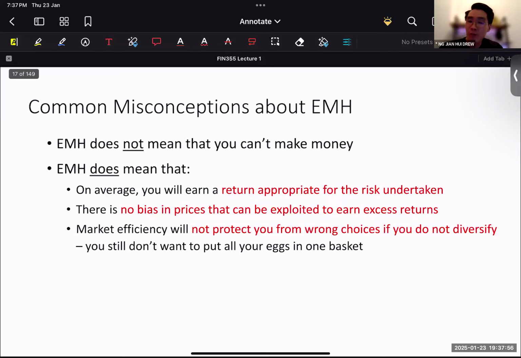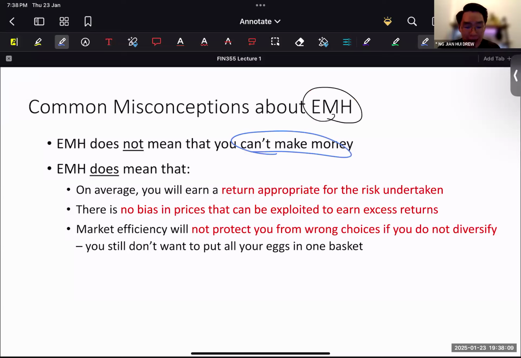So just to recap what we talked about at the start, the efficient market hypothesis does not mean you cannot make money. You can make money, but the money you make will be equivalent or proportionate to the risk that you have taken. So going back to the case of your friend mentioning that if you invest in Nvidia, you might be able to beat the market. Totally right.